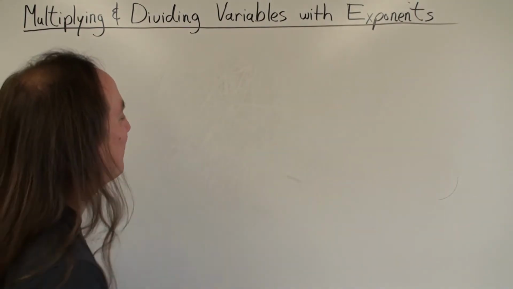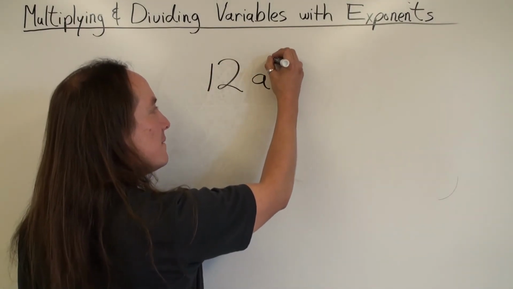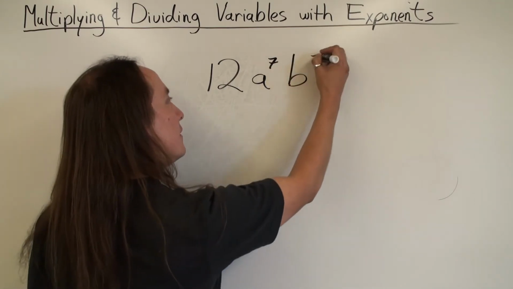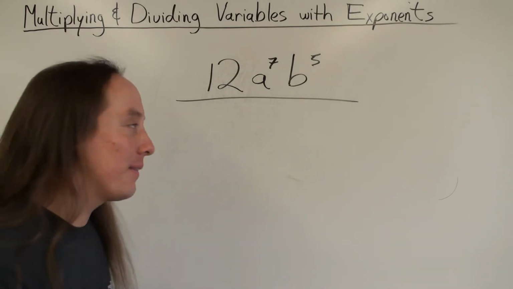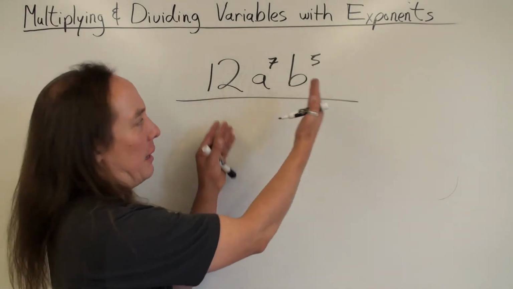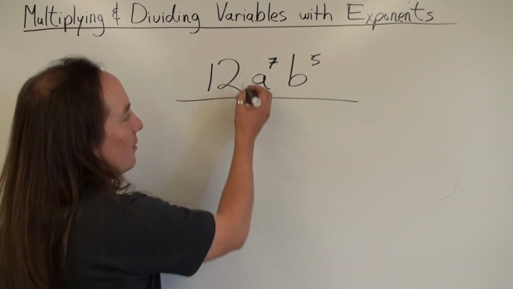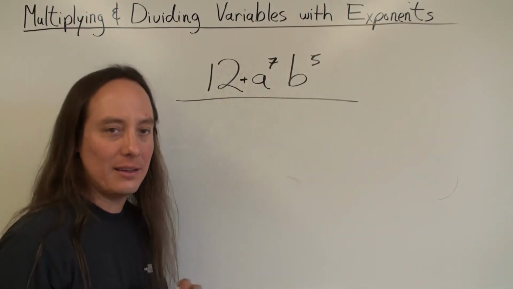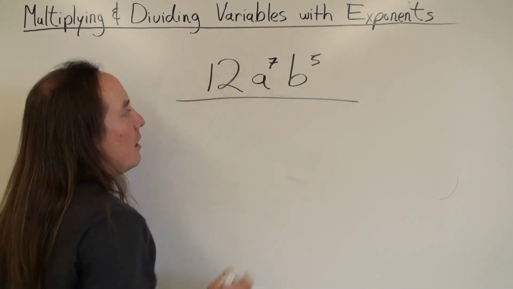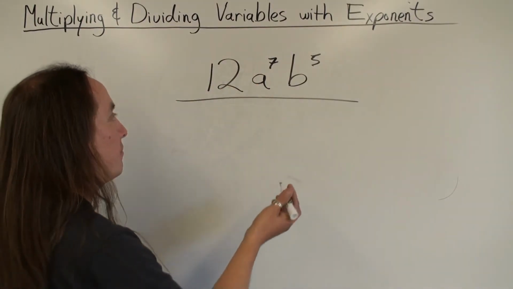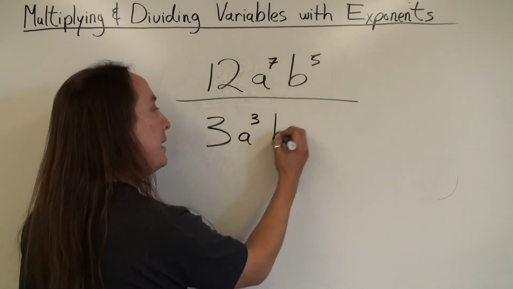All right, let's do one more. What if I had 12a to the 7th, b to the 5th, okay? Remember that all these are being multiplied because they're all right next to each other, okay? What I mean by next to each other is that they're not added or subtracted, or there's no other operation between them. So that means that they're all multiplied, okay? So 12a to the 7th, b to the 5th. And let's say it's divided by 3a to the 3rd, b to the 2nd.